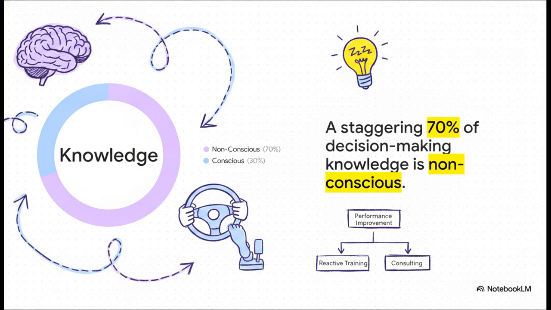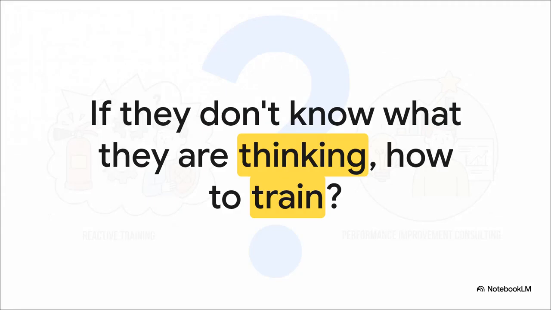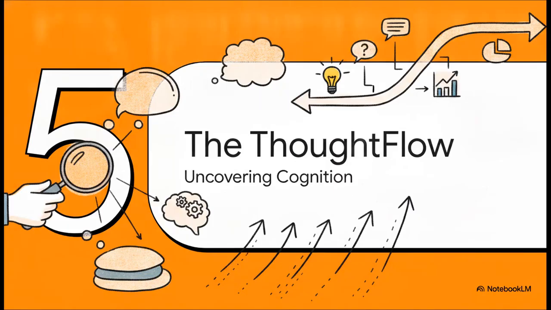Experts operate the exact same way at their jobs. Which creates a massive hurdle for us. If you sit down and ask a single expert how they do their job, they literally cannot tell you the whole truth, because 70% of it is buried in their subconscious. So if they don't even know what they're thinking, how on earth are we supposed to build training for a novice? We have to actively extract how they think, and that takes us to our final section, uncovering the thought flow.